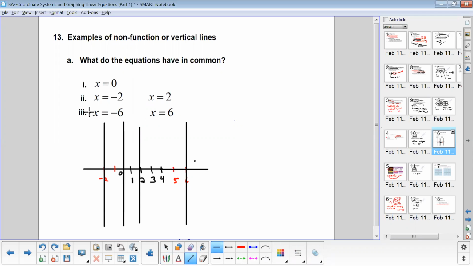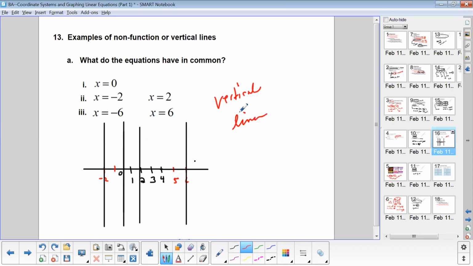So these are all different. The others had y equal. Notice that those were horizontal. So what these have in common is these are all vertical lines, which are not functions. We can discuss that in class, but vertical lines in this case are not functions, and they have no slope, also known as an undefined slope.